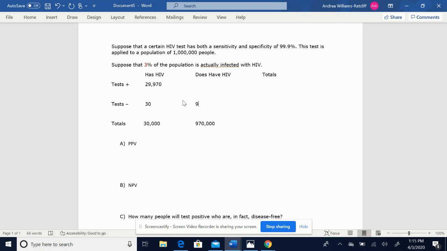And if you crunch the numbers on that, okay, this is what you should get. The rest of those people, okay, they're going to get a false positive. So we're going to get 970 people who are healthy that get a positive test, okay? So where does that information come from?